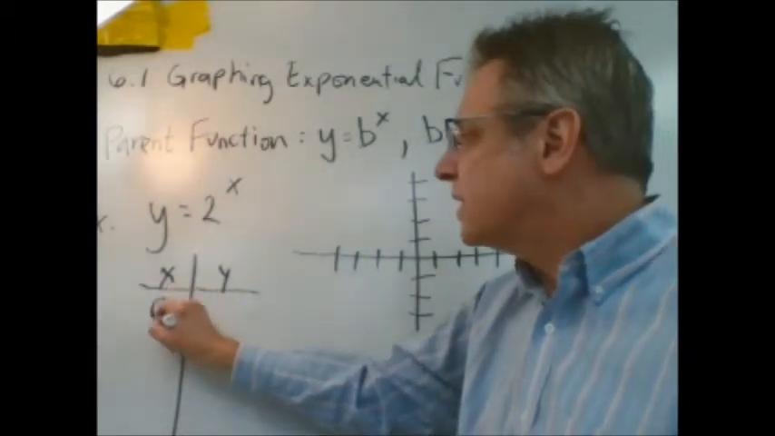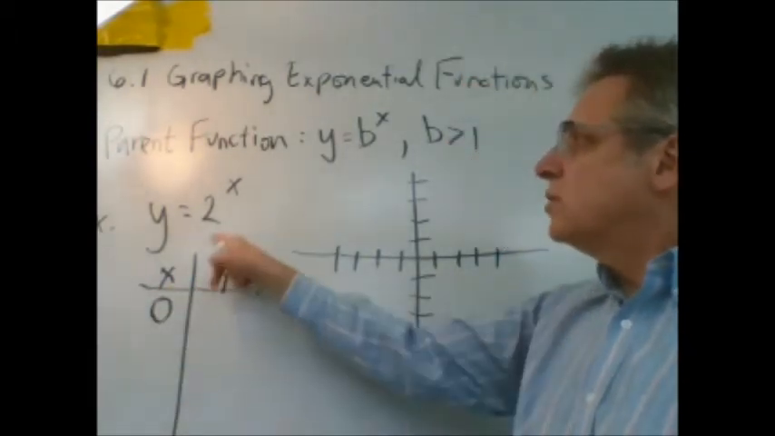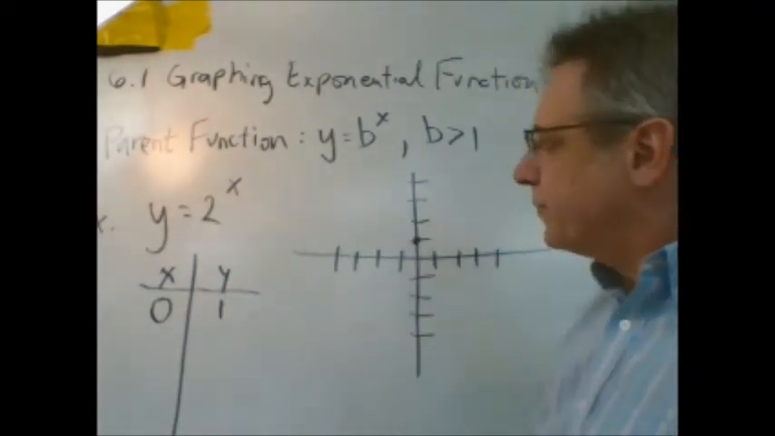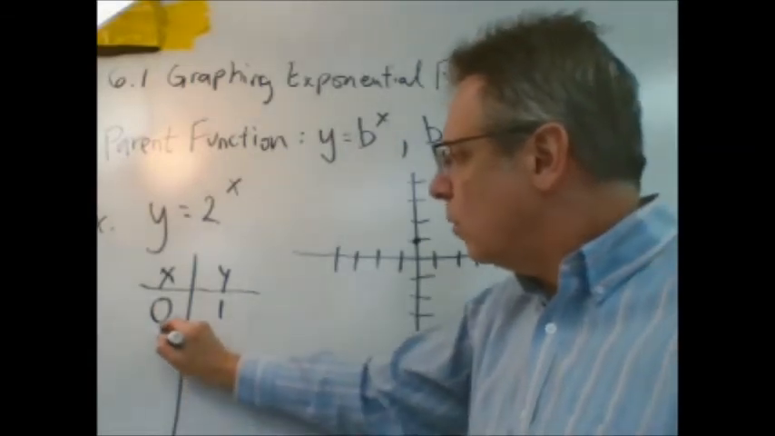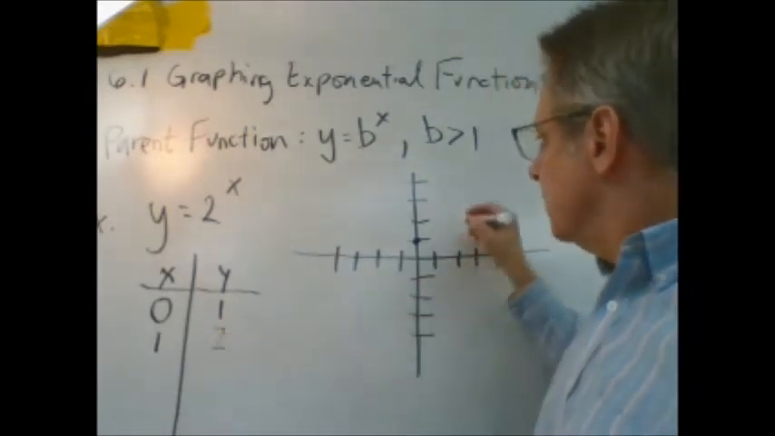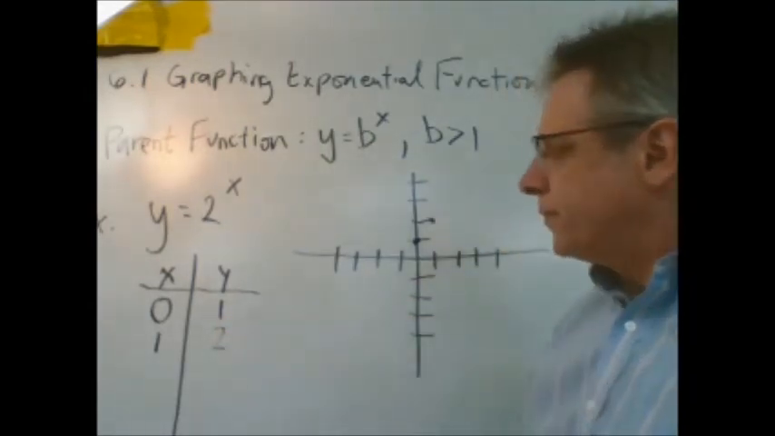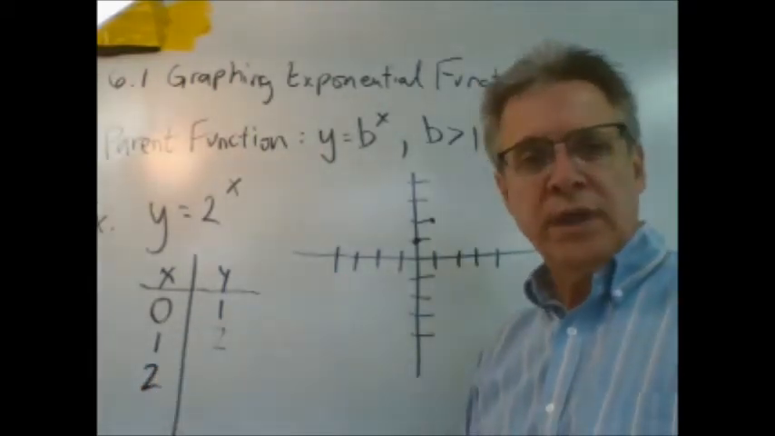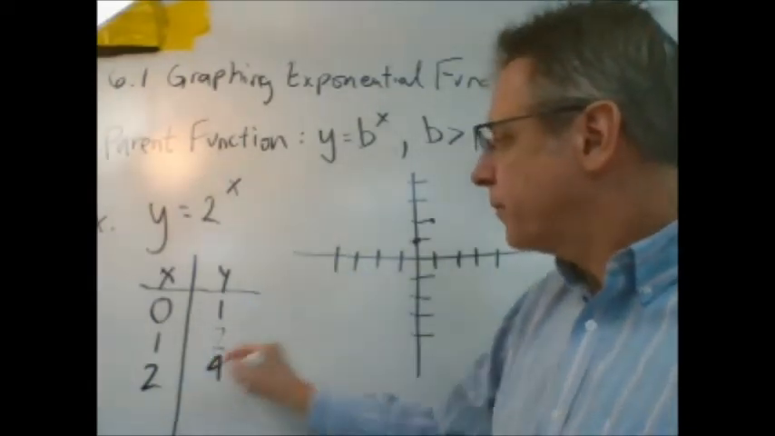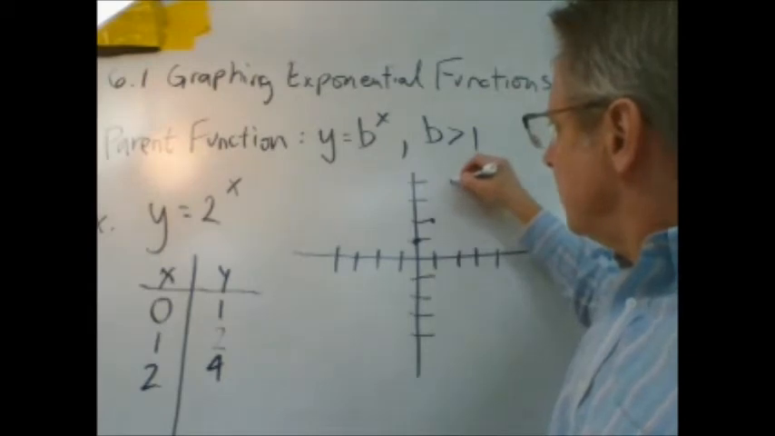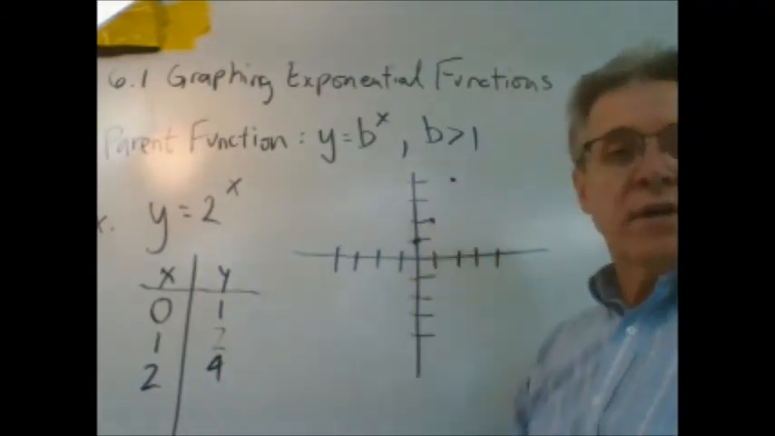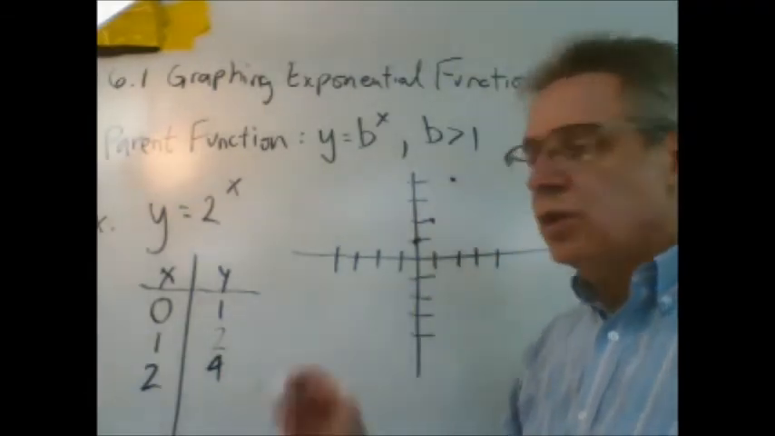If we put 0 in for x, it's always nice to start with 0. 2 to the 0 power, anything to the 0 power is 1. And so we have the point 0, 1. If I look at 1 for x, we have 2 to the first power, which is just 2. And so that would be 1, 2. And then if we put in 2 for x, we get 2 squared, which is 4. And you can see that this is starting to grow very fast now. If I pick 3, we're going to get off the graph. It's growing so fast. So we'll stop at 2.